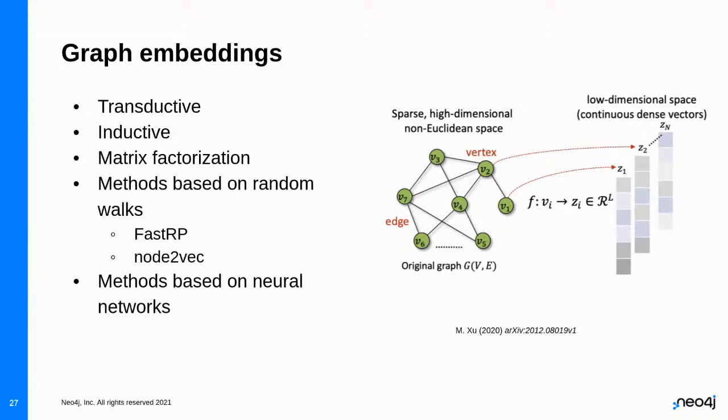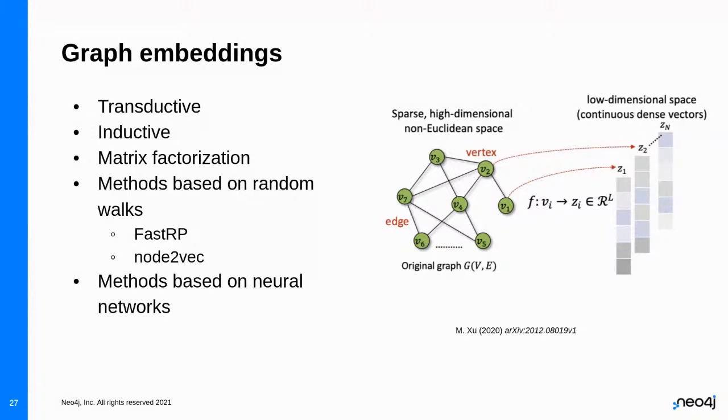But what happens if you have a dynamic graph? Well, then you go to an inductive model, and inductive models can take advantage of those new nodes coming into the graph and calculate their embeddings as it happens. So you don't have to retrain the entire graph. But the downside, there's no free lunch here, is that inductive algorithms tend to be slow.